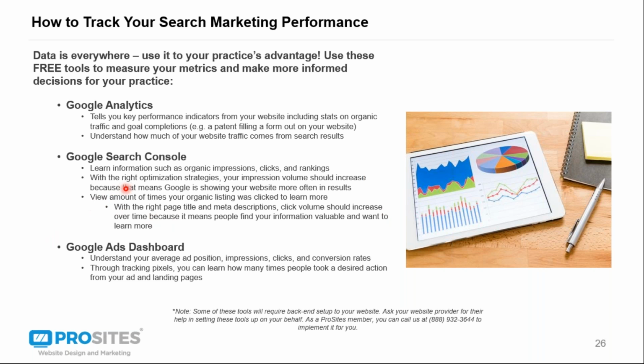Okay, so in terms of Google Ads or AdWords, you can understand your average ad position, the same thing, impressions for your own ads, clicks on your own ads, and then conversion rates and conversions on your ads. So Google Ads is specifically just for the advertising portion of this. And then it'll also require you to implement additional software, which are called tracking pixels, which will complete the picture for you and show you what your ROI is.